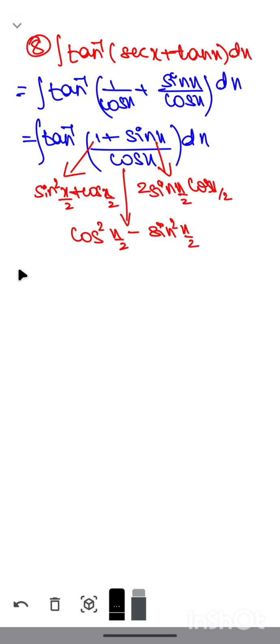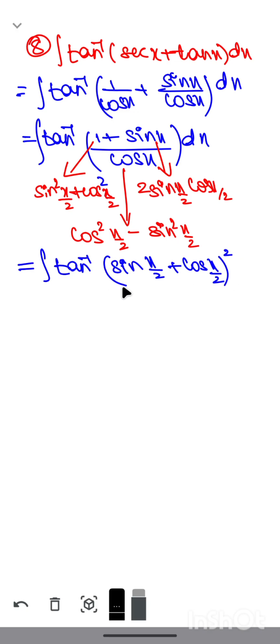You can observe this step will become integration of tan inverse of 1 can be written as sin square x by 2 plus cos square x by 2, and sin x can be written as 2 sin x by 2 into cos x by 2. Together it becomes sin x by 2 plus cos x by 2 the whole square. Writing the same, sin x by 2 plus cos x by 2 the whole square, whole divided by the denominator, which is in a square minus b square format. This can be written as a plus b into a minus b, that is cos x by 2 minus sin x by 2 into cos x by 2 plus sin x by 2.